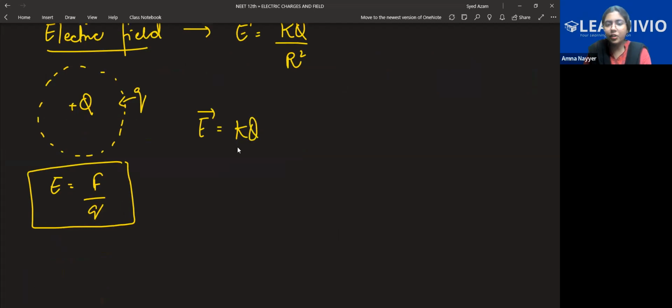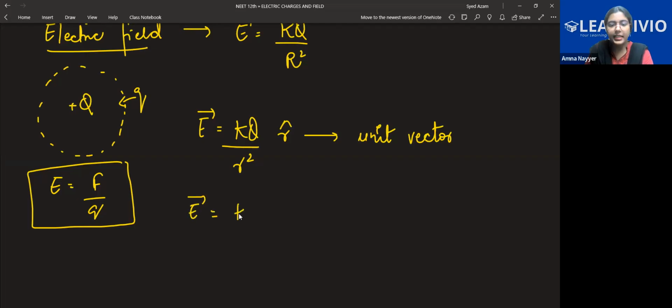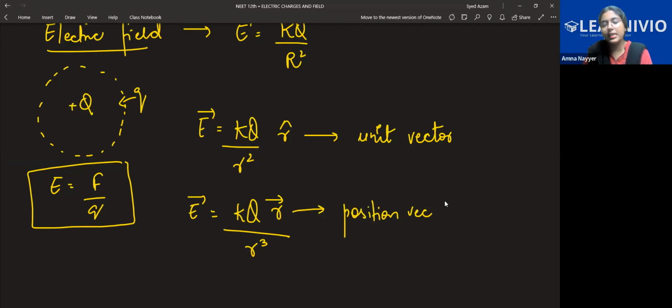When you have kq by r square, if I take the unit vector, that is r cap, it will be kq r cap divided by r square. This is when it is the unit vector. And when I take the position vector r as it is, it will be divided by r cube. This is the position vector. So this is the difference.